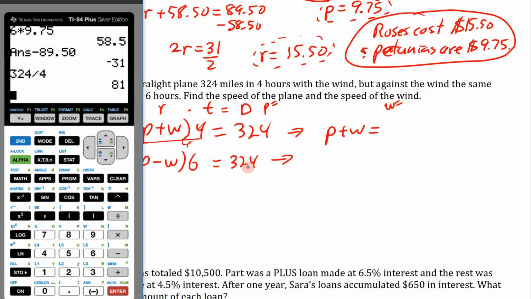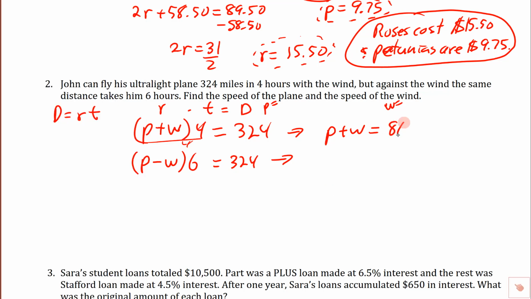So let's see what we get there. Do we get a nice number when we take 324 and we divide it by 6? Hope we do. Yep, we get 54. So this is going to be 81, and then when we divide this side and that side by 6, we get P minus W equals 54. Let me just pull that up and double check. Yep, we had 54 there.